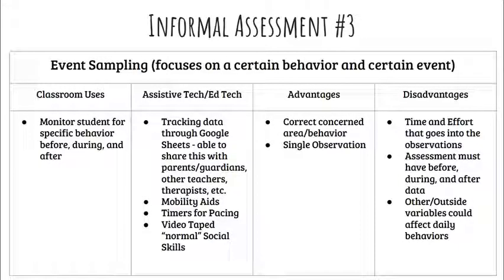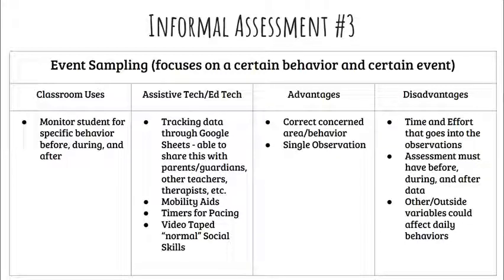Informal assessment number 3. The example is event sampling, which just focuses on a certain behavior and a certain event. In the classroom, you can use this by observing or monitoring a student for specific behavior before, during, or after. Assistive technology that can be used with this would be tracking data through Google Sheets, which is able to be shared with parents and guardians, teachers, therapists, mobility aids, and then also timers for students who struggle with pacing, and then a videotape of what normal social skills would look like for the student to learn from.